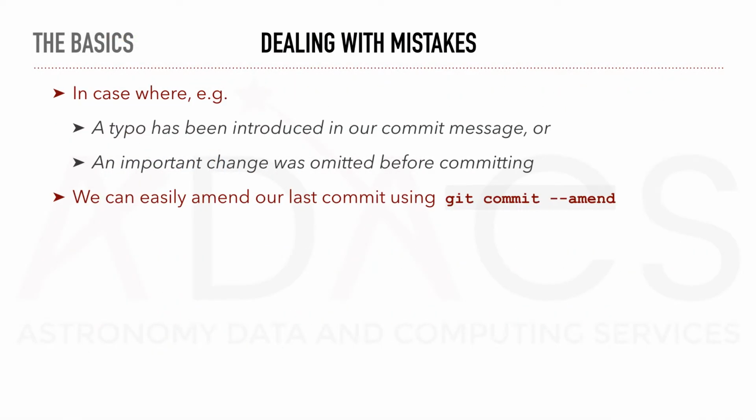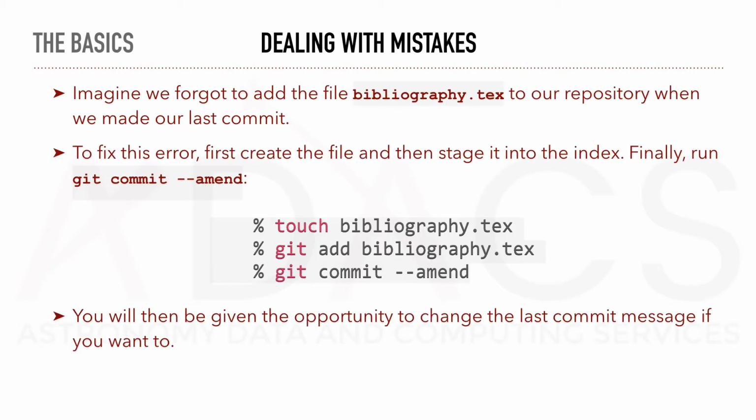In case where, for example, a typo had been introduced to our commit message, or an important change was omitted before committing, we can easily amend our last commit using git commit --amend. Imagine we forgot to add the file bibliography.txt to our repository when we made our last commit. To fix this error, first create the file and then stage it into the index. Finally, run git commit --amend.